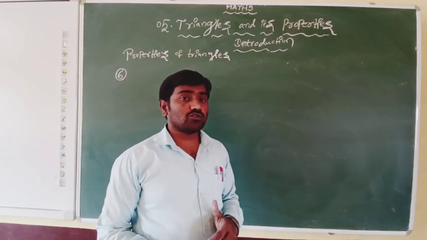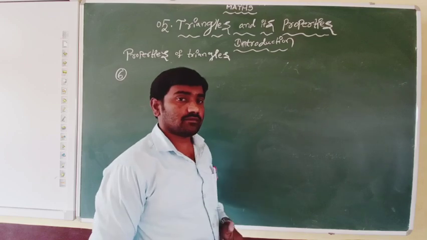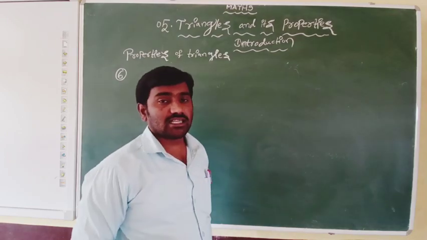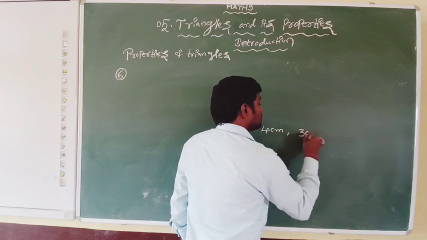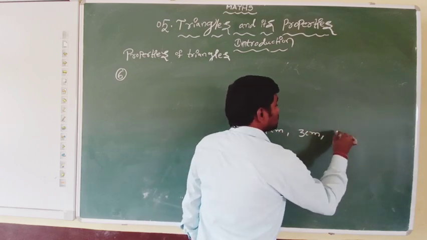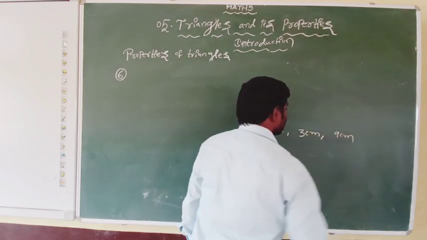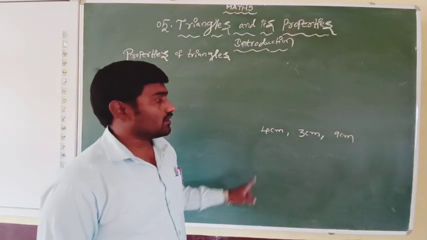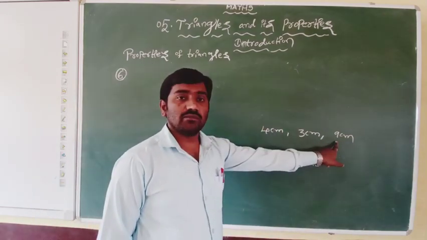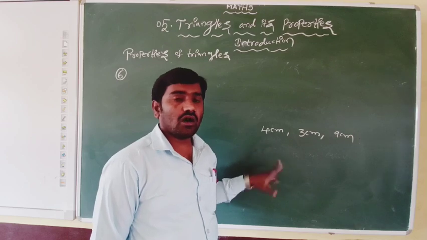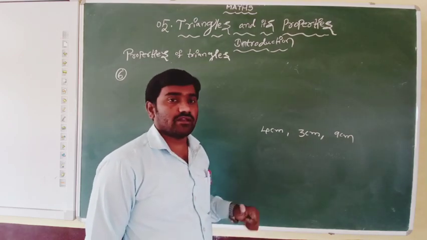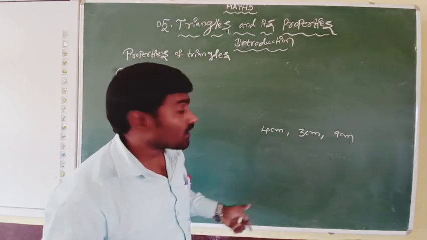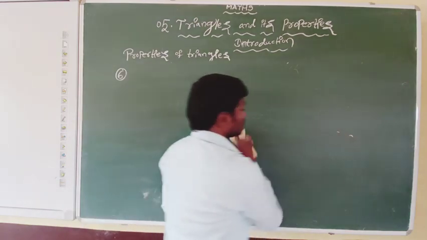So, what about the sides? Suppose they have given 3 sides. Okay, they have given 3 sides. So, suppose 4 centimeter, 3 centimeter and 9 centimeter. Okay, can these measurements form a triangle or not? You tell me. So, how to decide when sides are given? That is the condition we are going to discuss here.